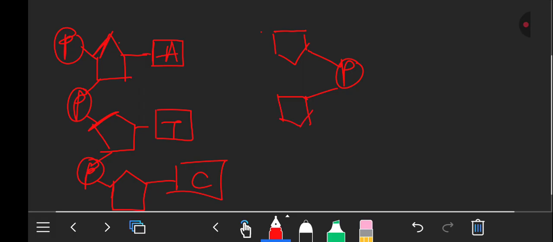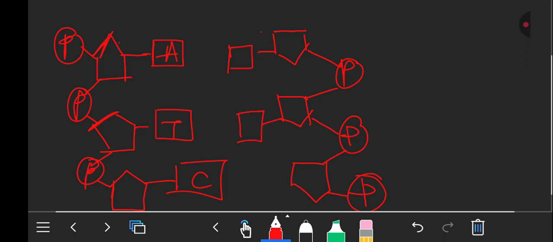The phosphate there. Then we're going to have the nitrogenous bases. But before I can even pair these nitrogenous bases, I want you to understand one important thing, even before I pair this up.